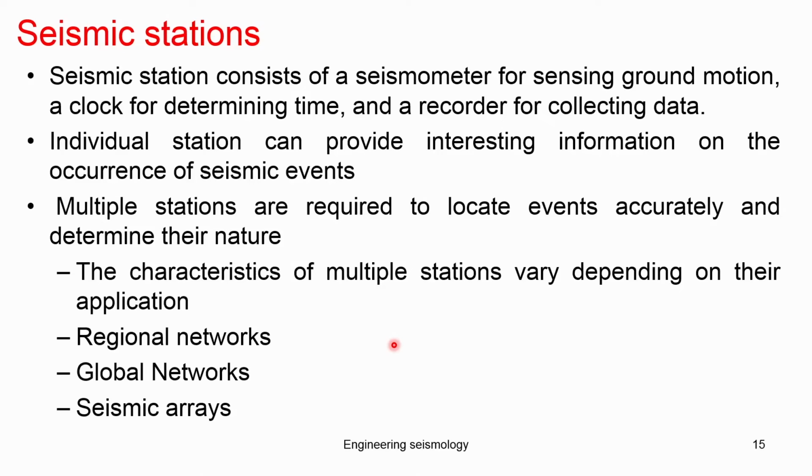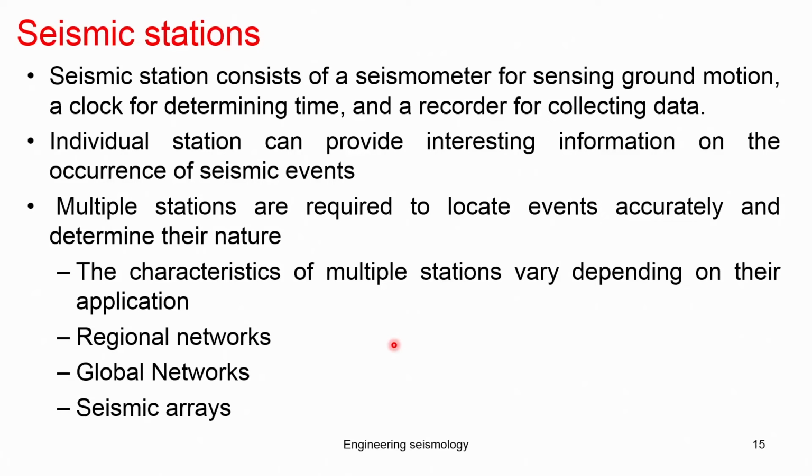The seismic station consists of a seismometer, sensing the ground motion, a clock to determine the time, and a recorder for collecting the data. An individual station can provide interesting information on the occurrence of seismic events. Multiple stations are required to locate an event accurately and determine its nature. So many seismic stations are clubbed together and called a seismic network.